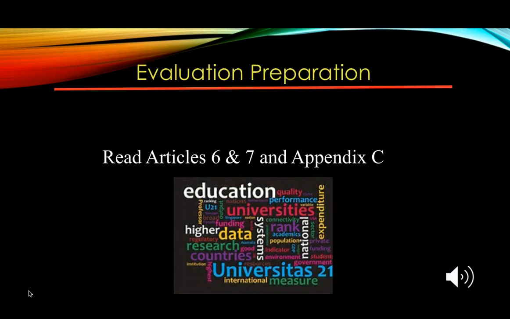Please begin your preparation for evaluation work by reading Articles 6 and 7 in the current version of the contract. In addition, other important information can be found in Appendix C of the contract. It is important to review the contract language before starting any work on a new evaluation. If you have questions, please contact your YFA representative or your immediate supervisor.